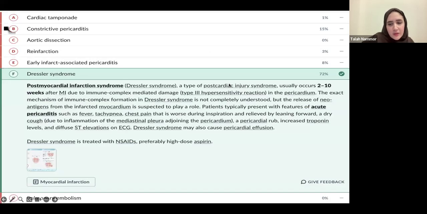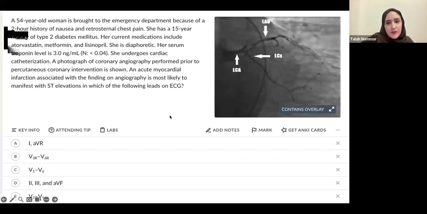If you guys have any questions, stop me at any time. Okay. I'm not going to read the scenario, guys, because it's long. But look at the photo. You can see that we have occlusion in the LAD. So what do we expect the ECG to show? If we have an occlusion in the LAD, the ECG is going to show ST elevation in V1 to V6.